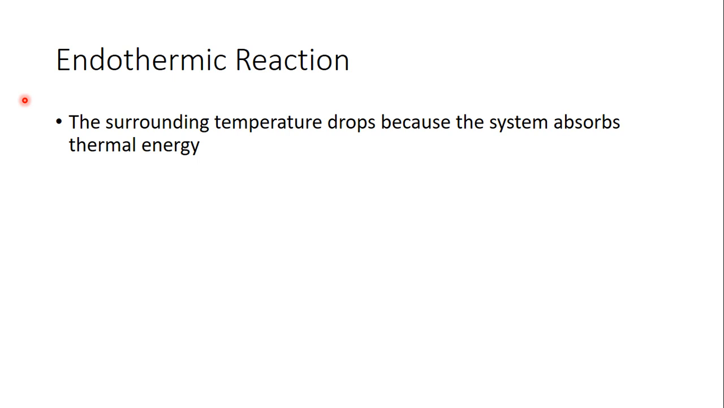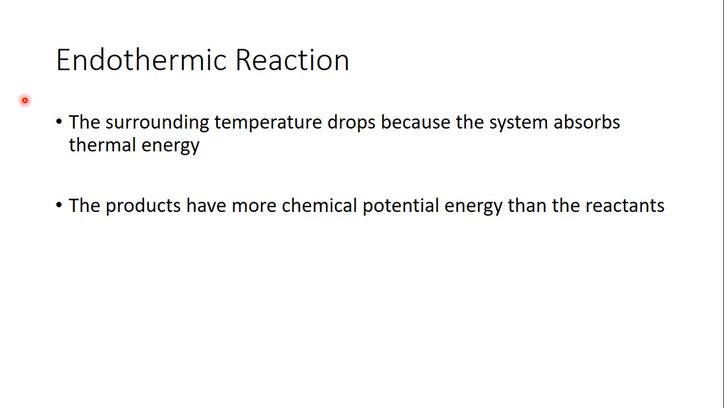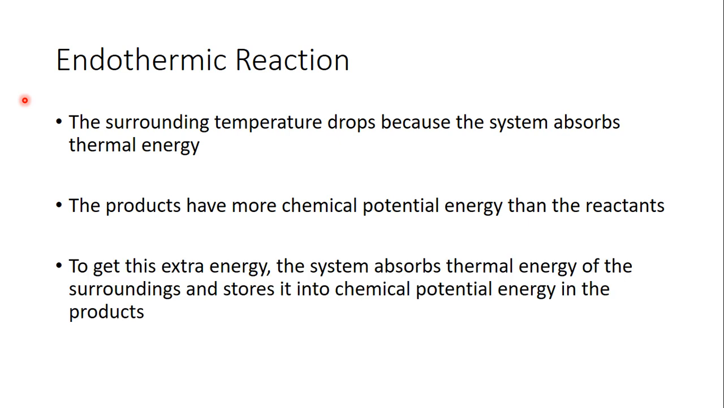Endothermic reaction is the opposite, where for our reaction to happen, we need to absorb heat. We absorb it from the surroundings, so the temperature of our surroundings goes down. In this case, our products have more potential energy than our reactants. And to get this internal energy, we need to get it from somewhere. Law of conservation of energy. So we get it from our surroundings.